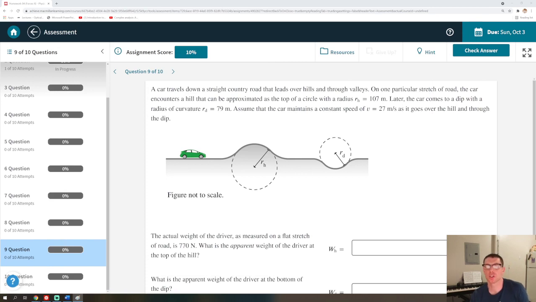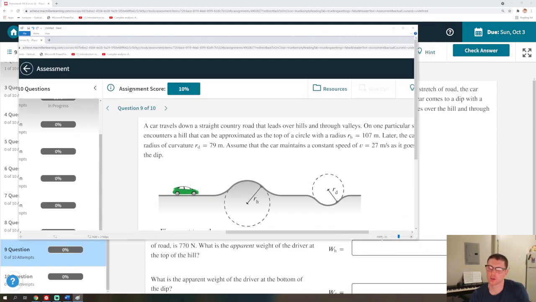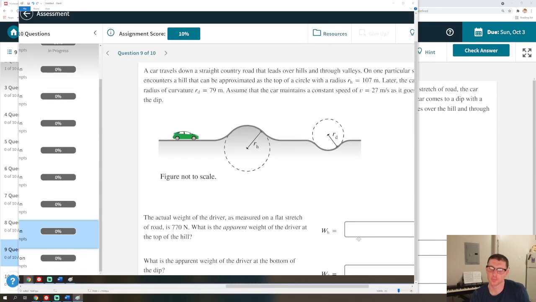And this one is just going to really be about drawing a free body diagram for the car when it's at the top of the first circle, and I guess at the bottom of the second one, right? So let's see here.